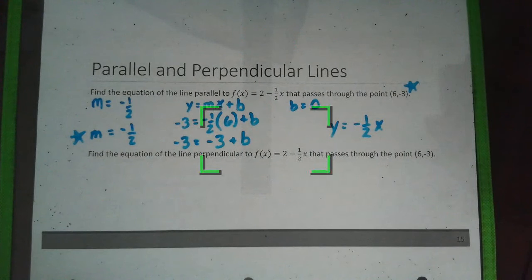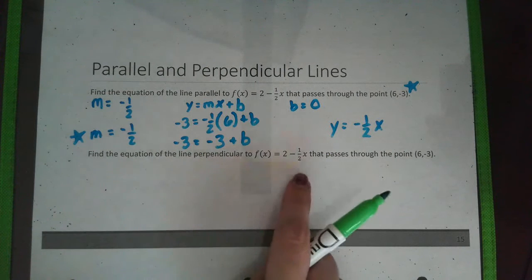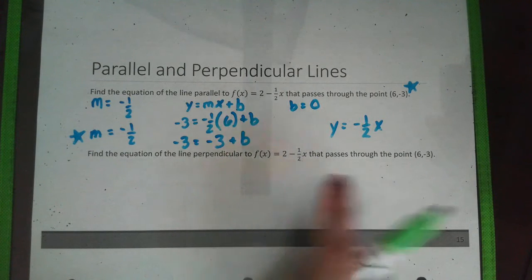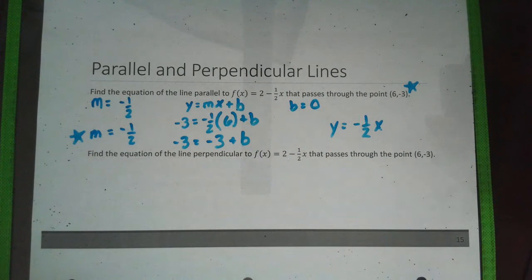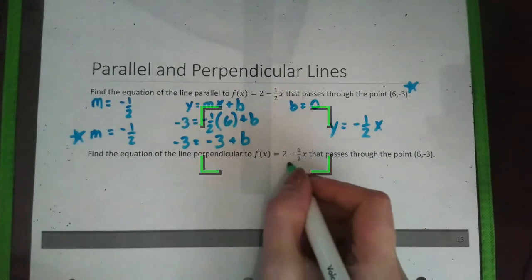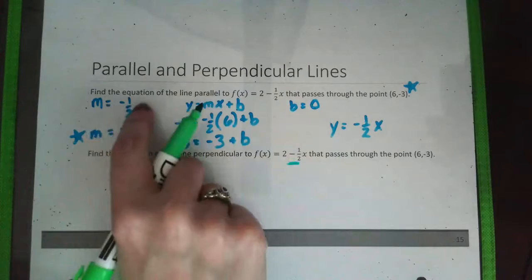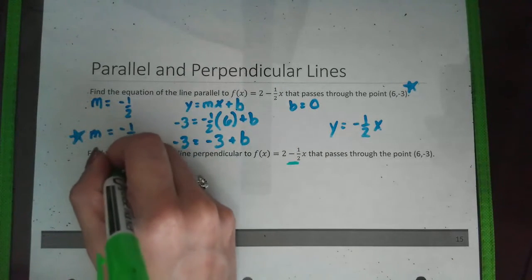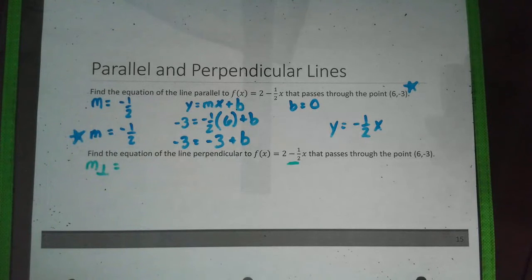I'll do the perpendicular line as though we are a y minus y1 equals m times x minus x1 person, just so we can see it that way too. So we're working with the same line, but we want to find the equation of the line perpendicular to this line that goes through the point (6, -3). So the slope of the line they gave me was -1/2.